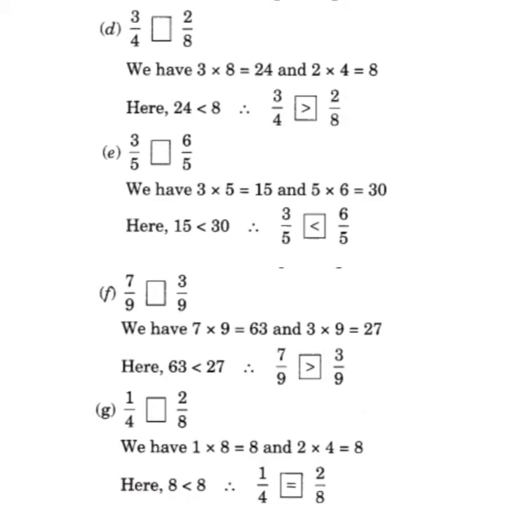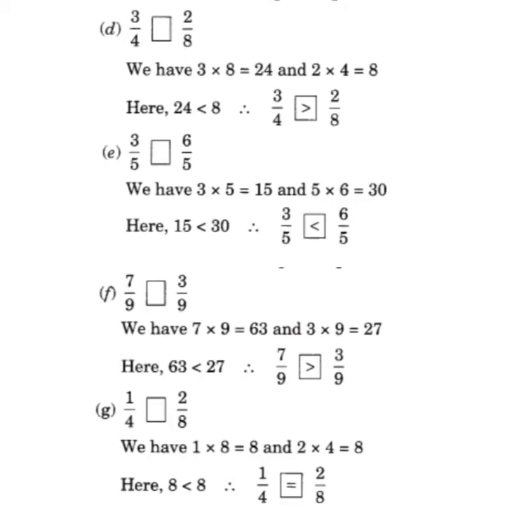Then we have 3 by 5 and 6 by 5. Children, again cross multiplication. 3 multiplied by 5 is 15 and 5 multiplied by 6 is 30. So which one is greater? 30 is greater than 15, and which fraction is greater? Yes, 6 by 5 is greater than 3 by 5. Children, you can see that 6 by 5 is also an improper fraction which is always greater than 1. Okay, it has one integer and a fraction. So it is greater. 6 by 5 is greater.